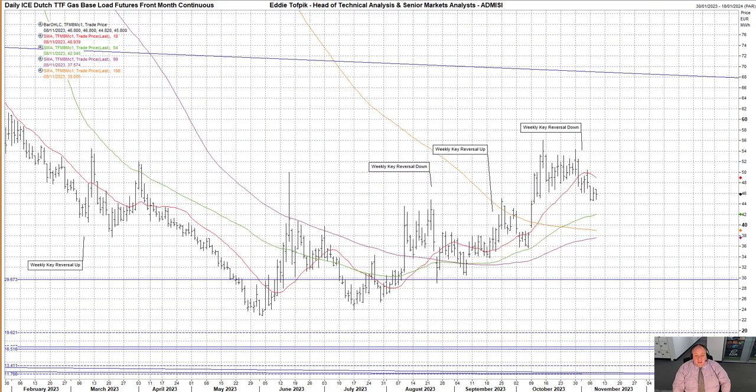Meanwhile, we had a weekly key reversal down in ICE Dutch TTF gas baseload futures last week. This has seen the beginnings of a follow-on lower this week. We also had weekly key reversals up in the Philadelphia Semiconductor Index and in SGX SICOM TSR20 rubber futures. And finally, a TikTok generation favorite, a weekly key reversal up in GameStop in the US.